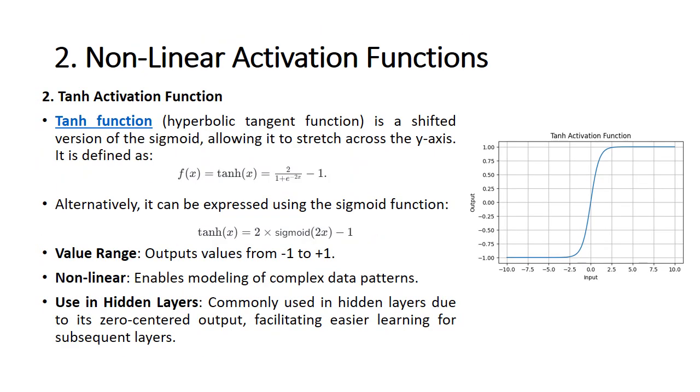Second is the tanh activation function. It is a non-linear activation function called the hyperbolic tangent function, which is a shifted version of sigmoid, defined as 2 upon 1 plus e raised to minus 2x, minus 1. Alternatively, it can be expressed as tanh of x is equal to 2 into sigmoid of 2x minus 1. The value range for this tanh activation function is minus 1 to plus 1. Non-linear means it enables modeling of complex data patterns.